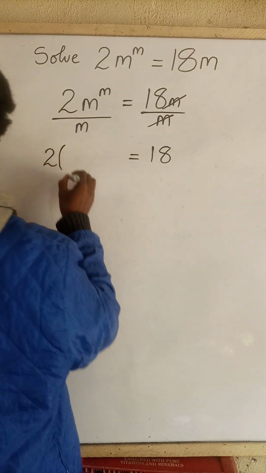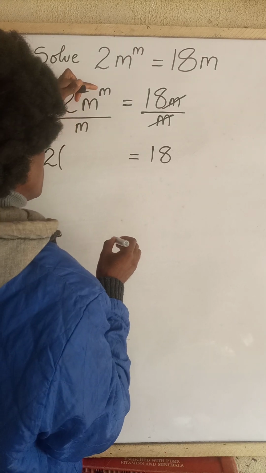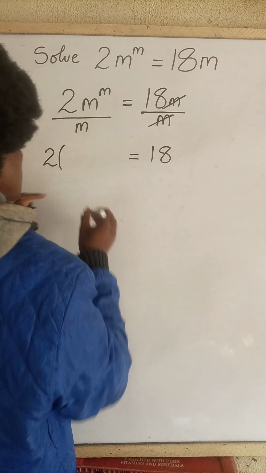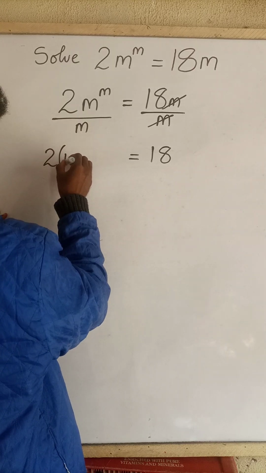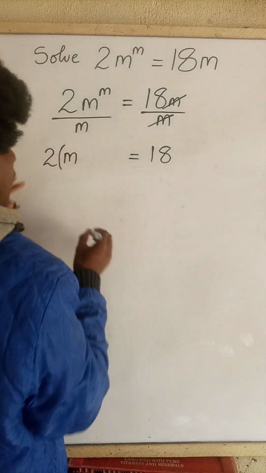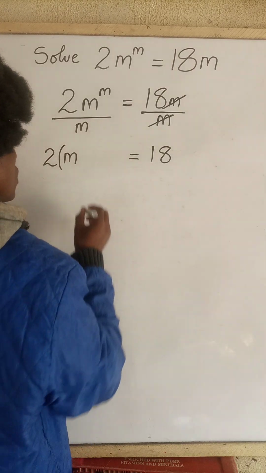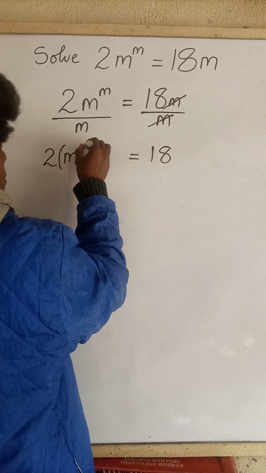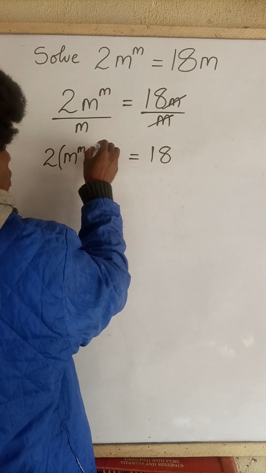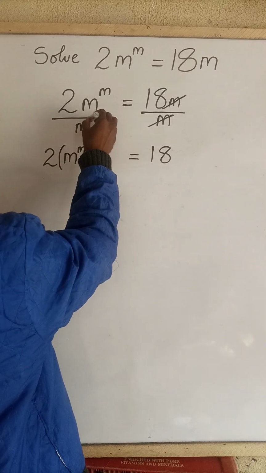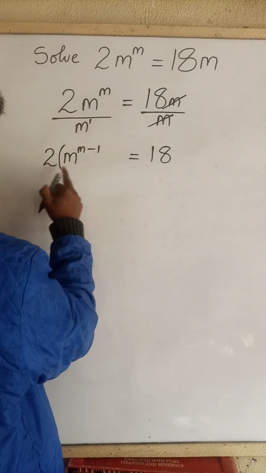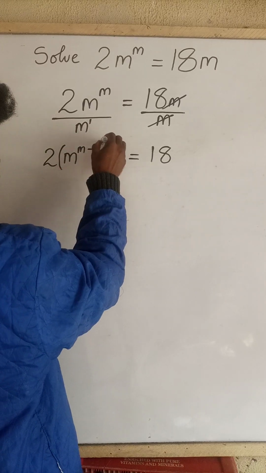bracket open. m power m divided by m is the same thing as, since the bases are the same, I will pick one of the bases and apply the division law of indices, which is m minus 1. Because this m that we have here, its power is 1, but it is invisible. So I made it visible now. So we are left with this.